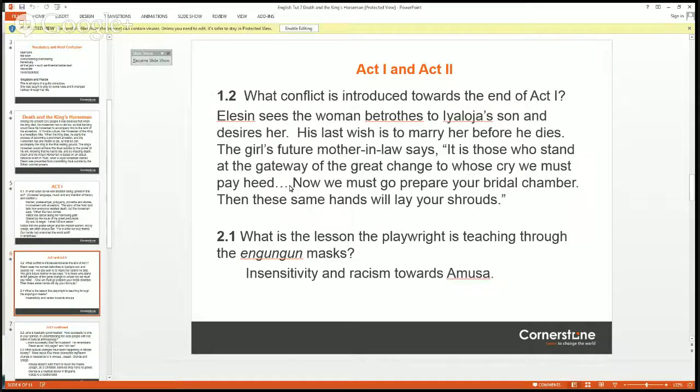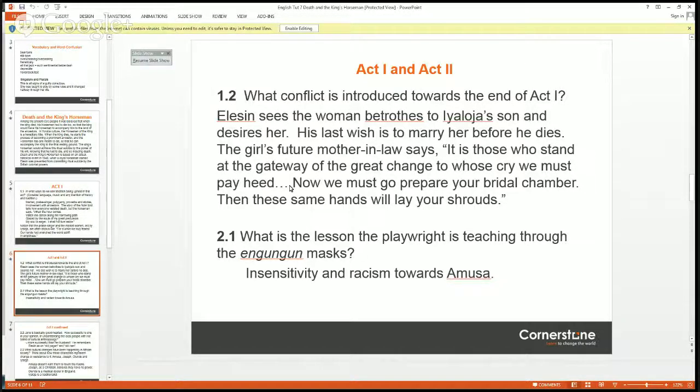So what is the gateway to the great change? Well, that's death, of course. And Elisine is standing in the gates of death. And so she says, out of respect for that, I should listen to him. I should give him what he wants. And then she turns to Elisine himself and she says, now we must go prepare your bridal chamber, and these same hands will lay your shrouds.